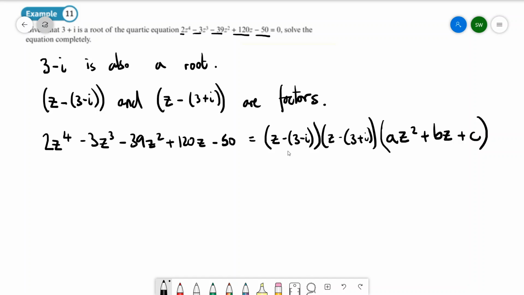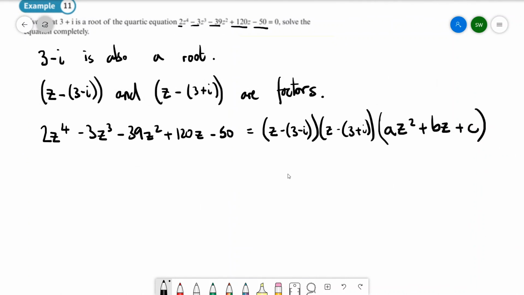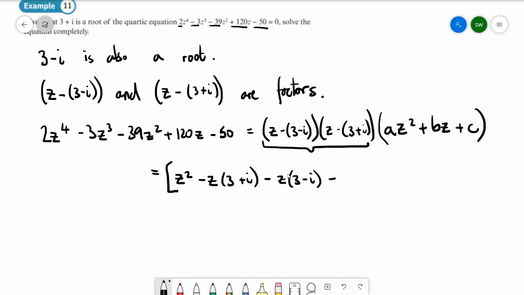They must be factors of this quartic. So let's multiply out these two brackets to try and find out what quadratic you get when you multiply these two factors together. So I'm going to do z times z, z squared, and then z times this thing here to get minus z(3 plus i), and then minus z(3 minus i), and then plus (3 minus i)(3 plus i), and then we're going to times that by our quadratic, which we don't know.